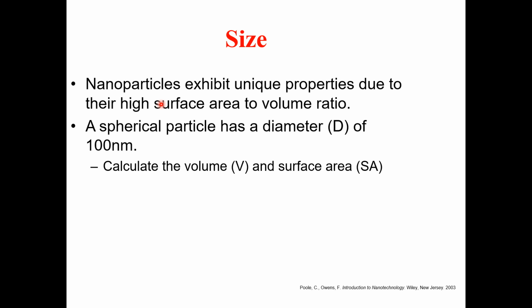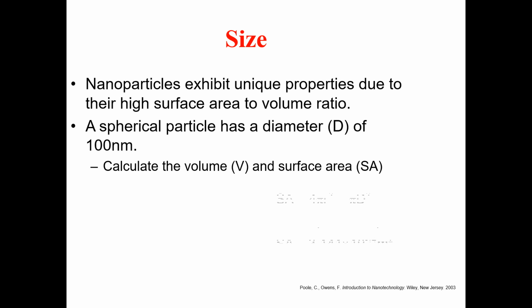So here we will have some calculation for a greater understanding of the audience or the students. For that we consider a spherical particle which has a diameter equal to 100 nanometer. From that we will exhibit how the surface area is greater at the nanoscale as compared to the volume. Utilizing this diameter of the spherical particle, which is 100 nanometer, we will calculate the volume and surface area of the nanomaterial, and we will explain why we have a larger surface area as compared to the volume at the nanoscale.